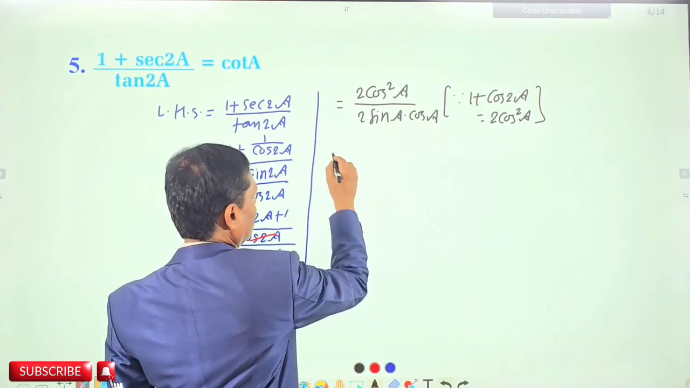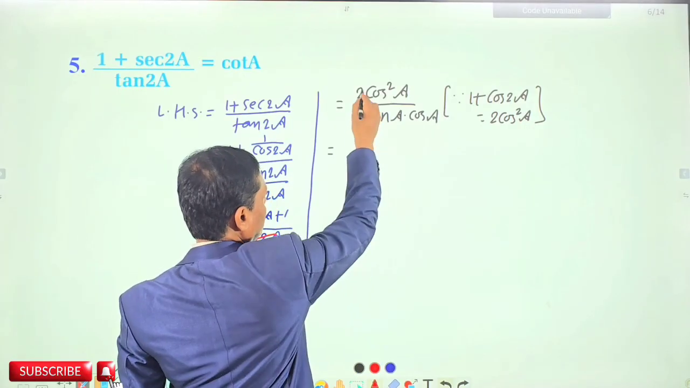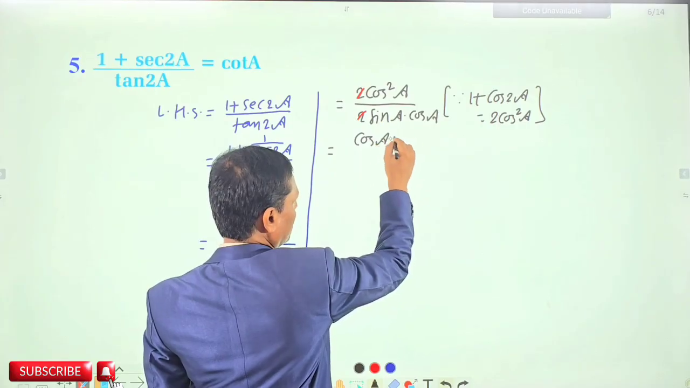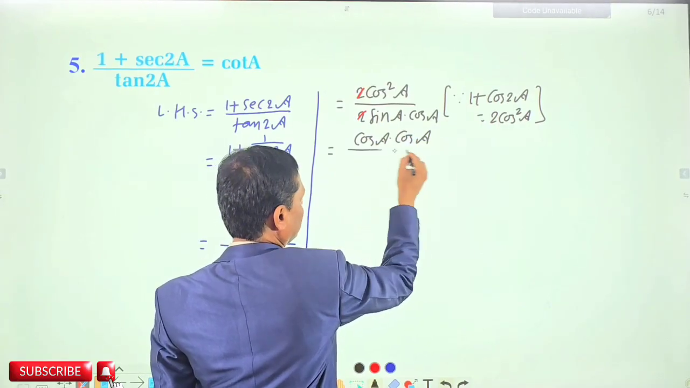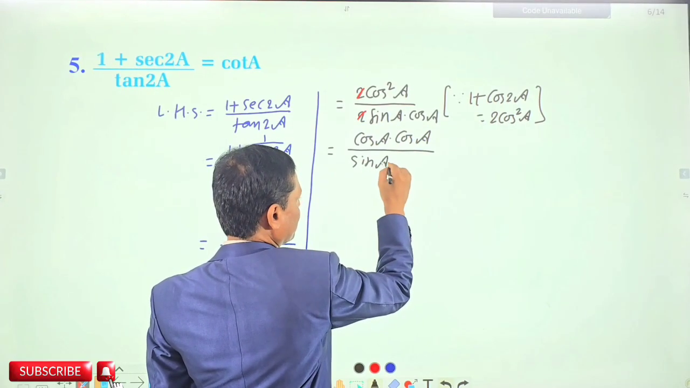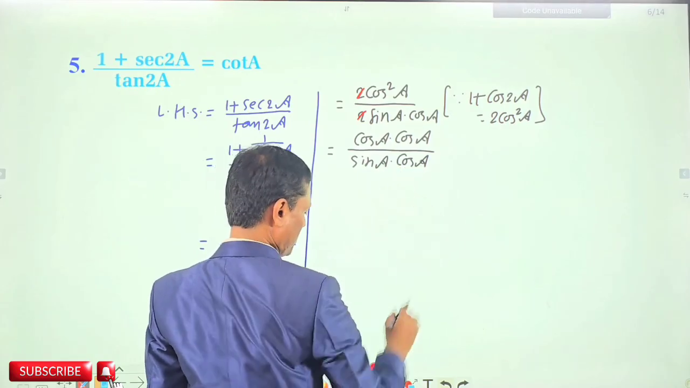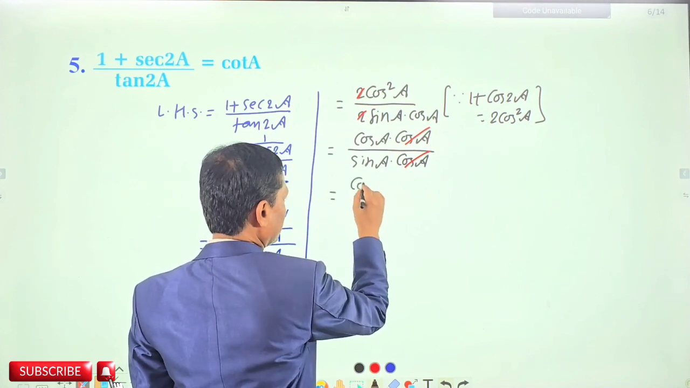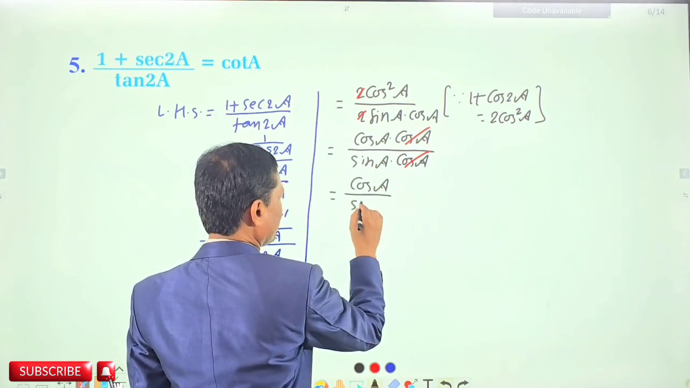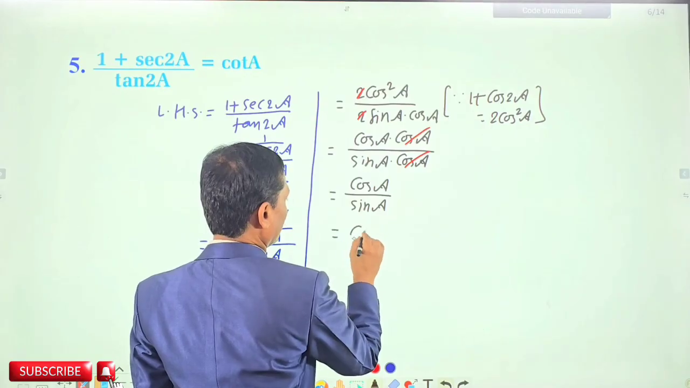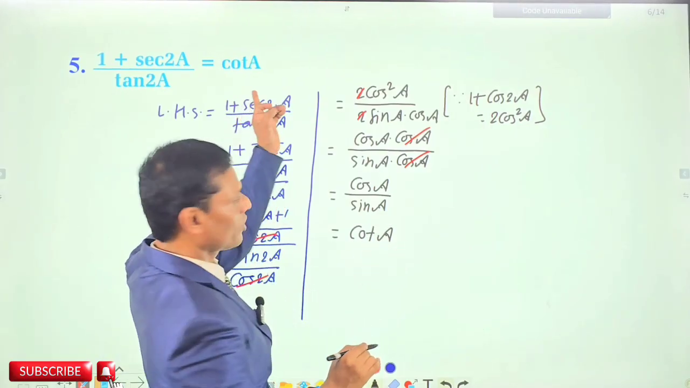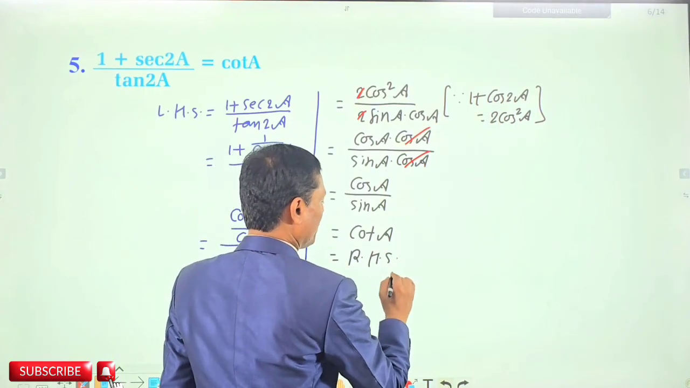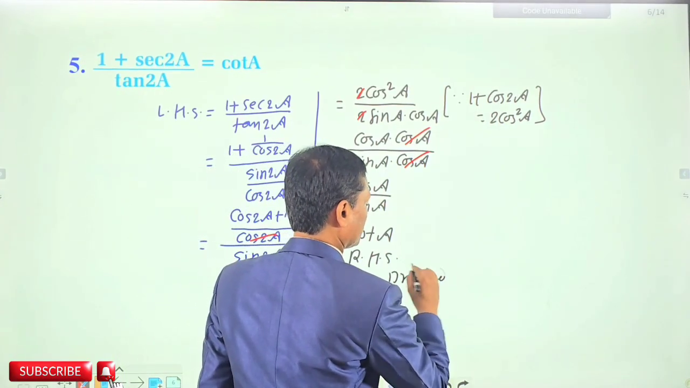After that we can cut 2 and 2, and then we have cos square a, which means cos a dot cos a, and at the denominator we have sin a dot cos a. Again you can cut cos a and cos a. And the remaining we have cos a over sin a, that gives us cot a. Right? And we have already cot a at the left hand side. So we can write equals to right hand side. And better will be if you write proved.